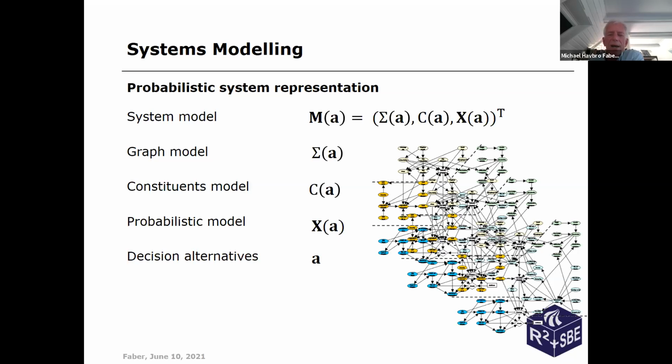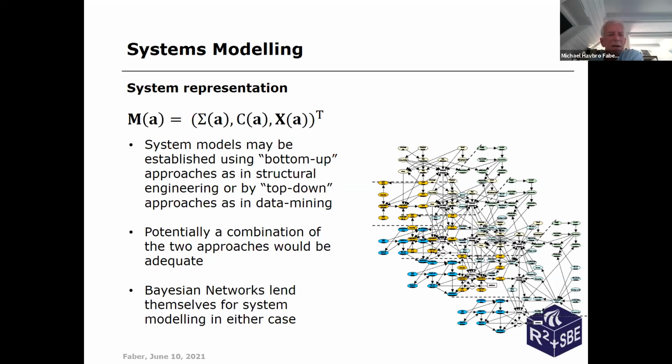So in principle, there are a manifold of possible structures and associated variables. Of course, many of the variables will be the same in the different structures, but in some of the structures, some variables will be missing, and in some of the structures, the edges will be different. So here, just for illustration, I split it up into the graph model sigma and the constituent models C, and the probabilistic models for the variables entering into the constituent models X. And then, of course, decision alternatives have to be represented in the system representations.